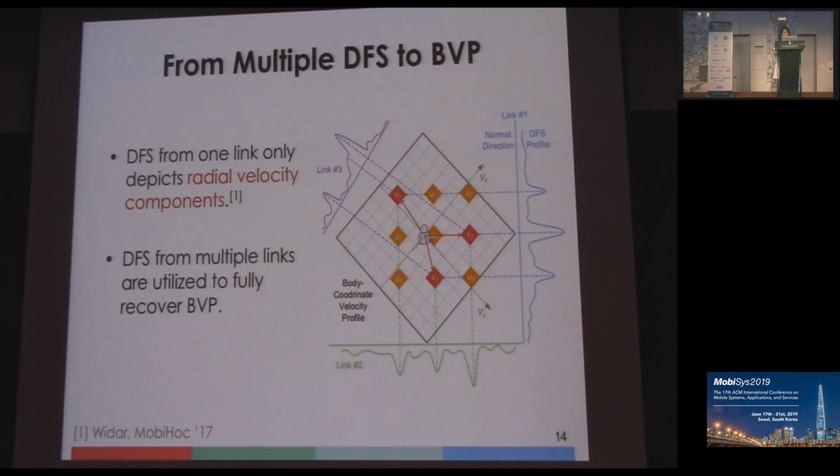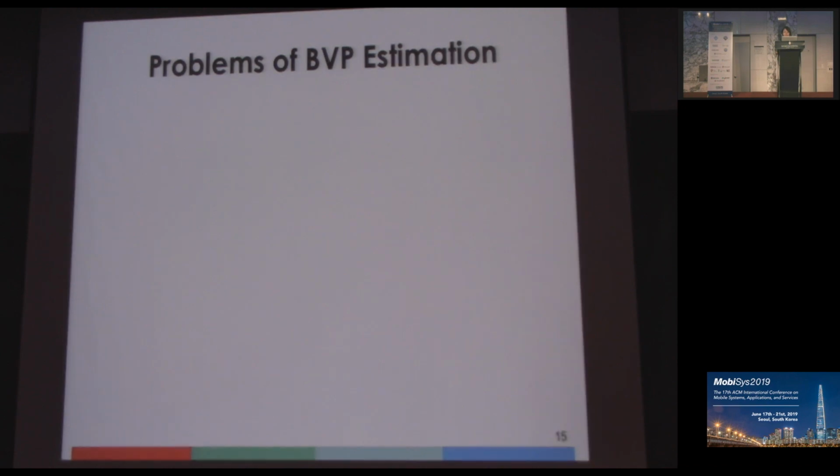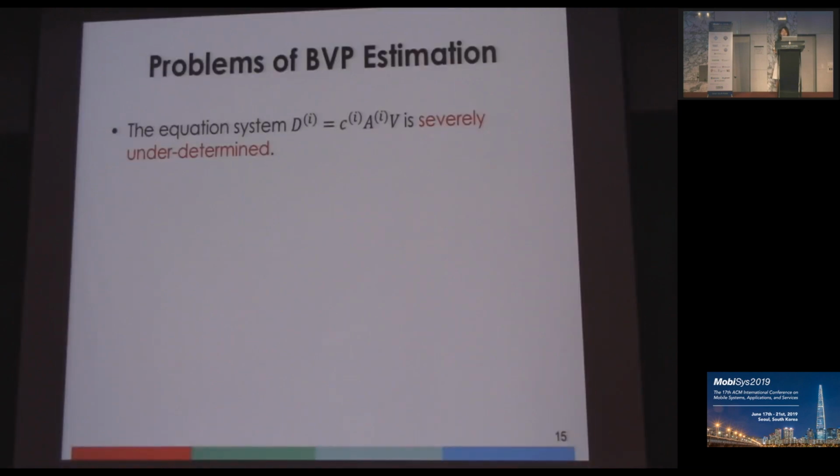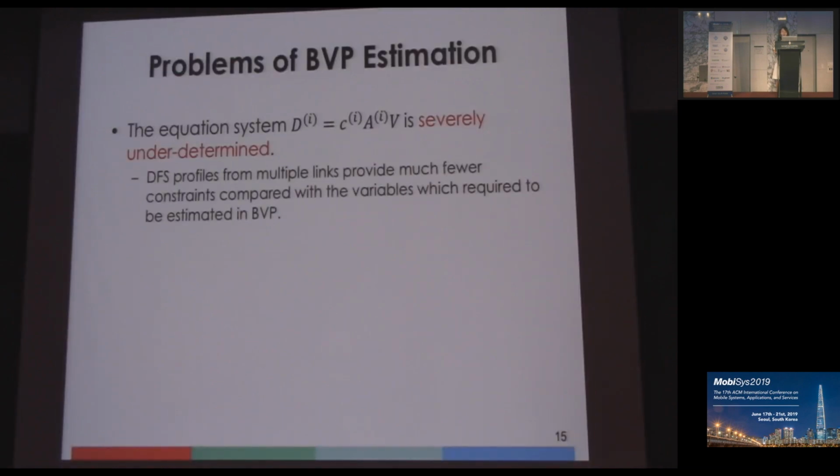From our previous work WiDar, we conclude that DFS from one link only captures part of the velocity, that is, radial velocity components. So to recover all velocity components, we finally use DFS from multiple links for BVP estimation. However, BVP estimation still faces a problem. The equation system is severely underdetermined because DFS from multiple links still provides much fewer constraints compared with the variables that need to be estimated in BVP.